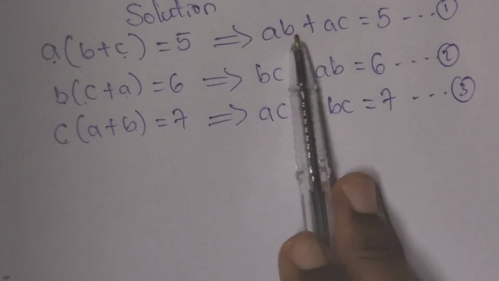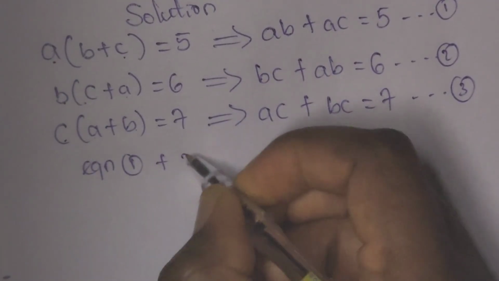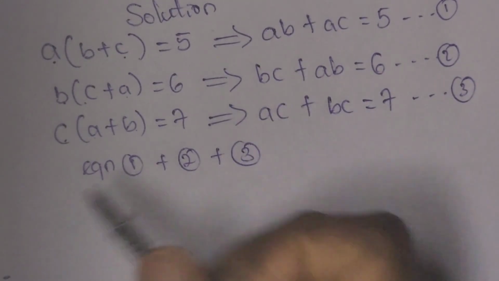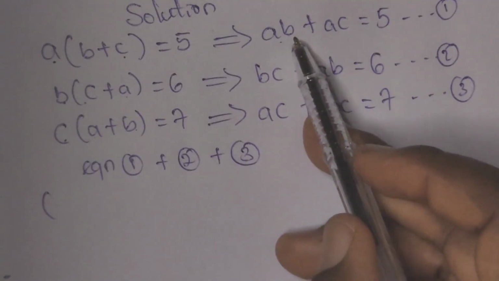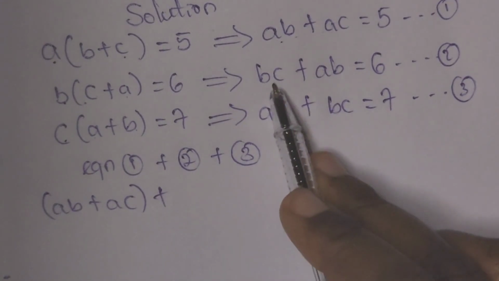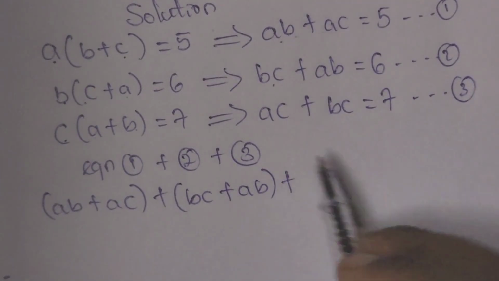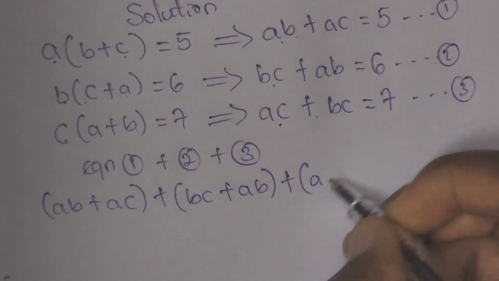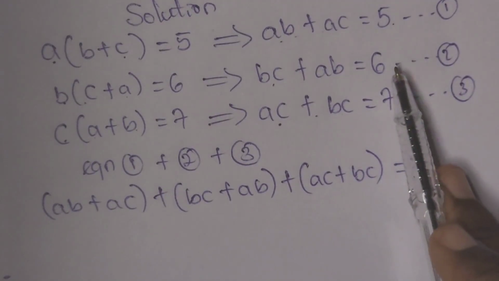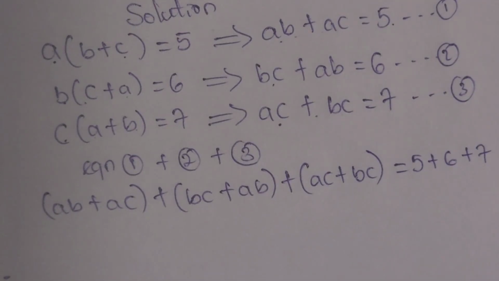So from here, let's add equation 1, 2, and 3 together. Equation 1 plus equation 2 plus equation 3. So let's take the left hand side. We have AB plus AC, plus BC plus AB, and AC plus BC, all equal to the right hand side. We have 5 plus 6 plus 7.